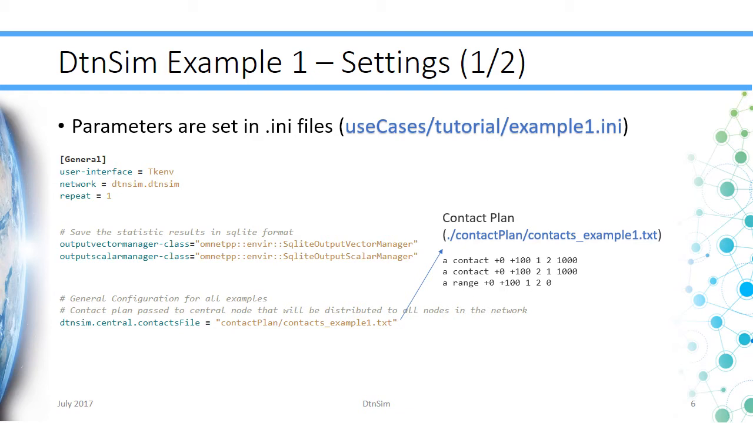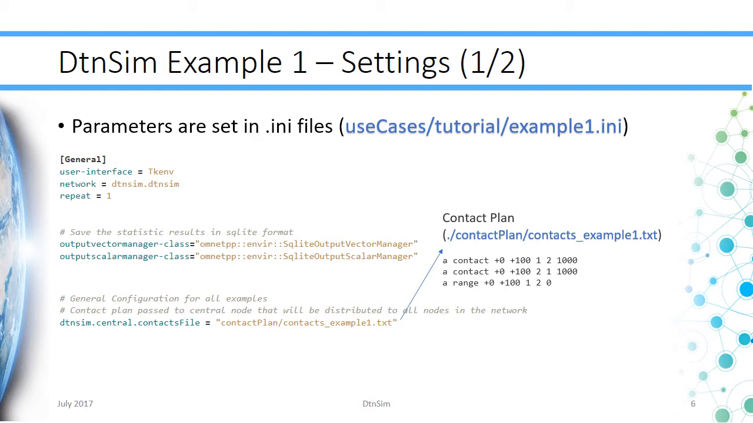Once we have the project installed, we will overview a very simple example, which is located in use cases and tutorial, and example 1.ini. Ini files are settings files in OMNeT++. In these text-based files is where we configure the settings of the scenario we want to simulate on DtnSim. In this slide, we can see a very simple example, and different parameters are configured.